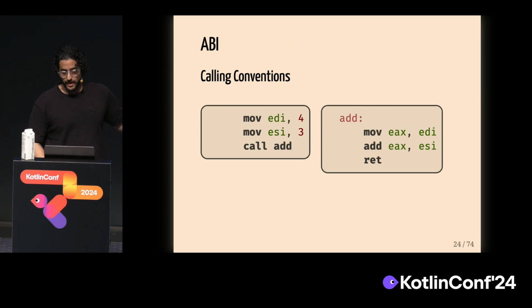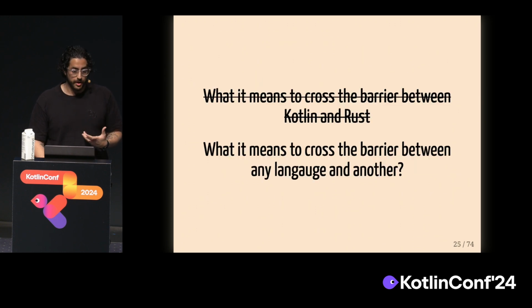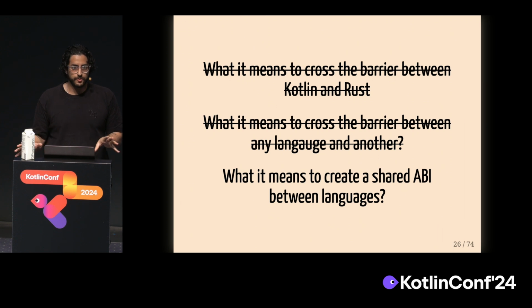And if there's one thing to remember out of all of this, it's that crossing the barrier between one language and another is really a problem. How do you create a shared API between languages that got compiled using different compilers? Different compilers enforce all sorts of conventions throughout their machine code. How do you make them agree? How do you call something from Kotlin into Rust, accepting that Rust expects values in a specific way and making sure that you know how Rust expects them?